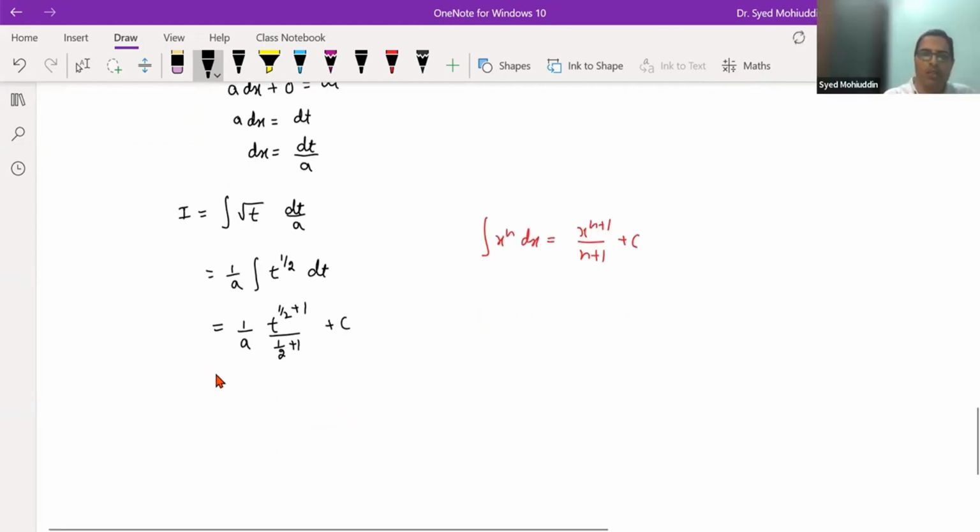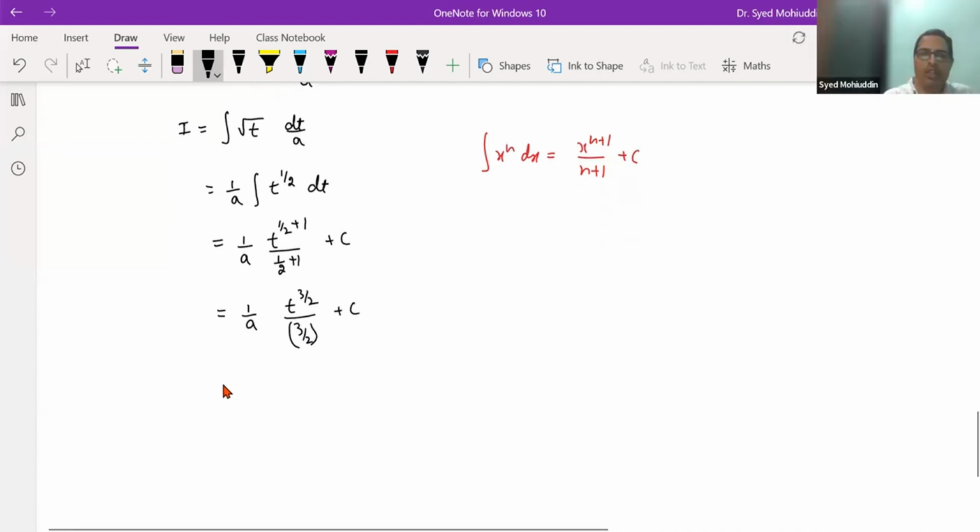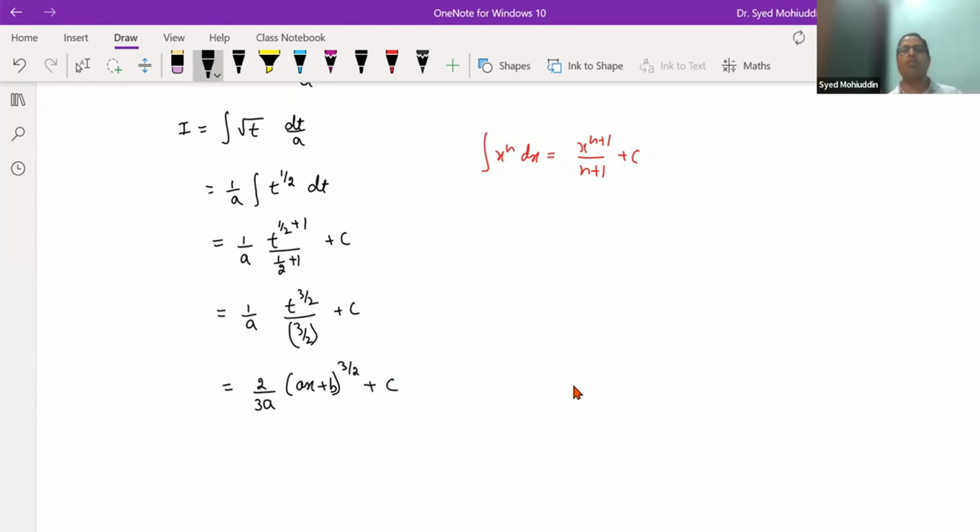So what will we be getting for half plus 1? 3 by 2. So t power 3 by 2 whole divided by 3 by 2, plus the constant of integration c. 3 by 2, if I get that in the numerator, it becomes 2 by 3. And this a is there, just write down that a value there. And this is t power, can I replace this value of t? So what is the value of t you have taken? So it becomes ax plus b. It is ax plus b to the power of 3 by 2 plus the constant of integration. That will be the required solution.